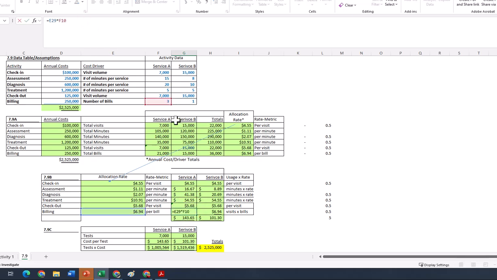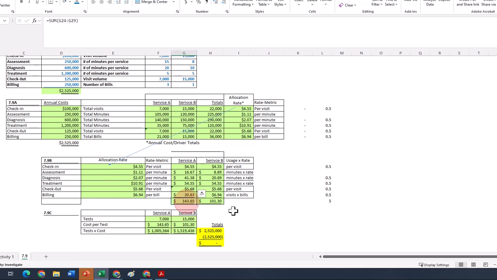Bills, allocation rate times the number of bills. Allocation rate times the number of bills, which is the one. We total that up. There's our cost, $143 of indirect cost, right, for providing that service.